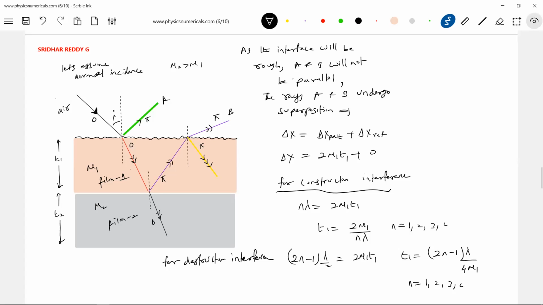If mu2 is less than mu1, the conditions will be reversed. This will be the condition for constructive interference, and this will be the condition for destructive. Since mu2 is greater than mu1, we will get it like this here. Getting the picture?